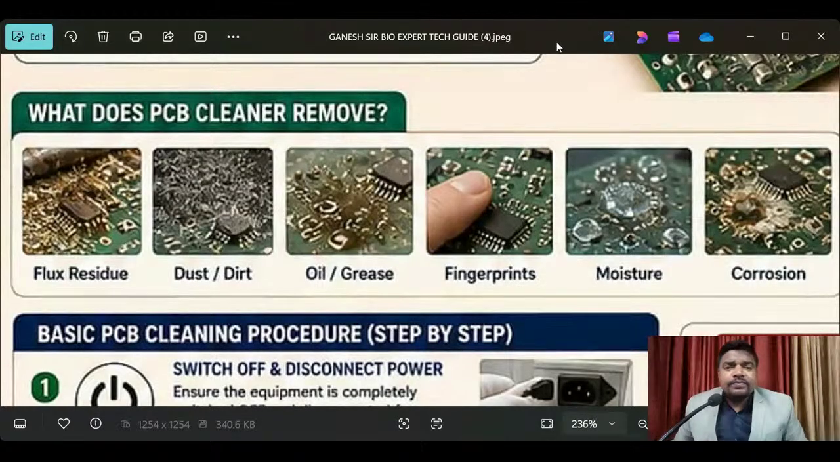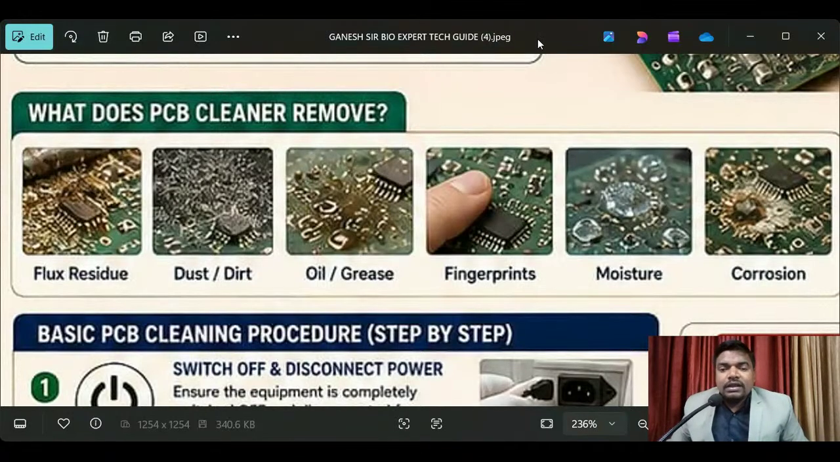See it clearly. Different situations. What does a PCB cleaner remove? What things are there? Dust, flux residue, dirt, oil or grease, fingerprints, moisture, and corrosion. For this purpose, a proper fan and proper filter are important. These components are required and greatly reduce the chances of issues. For example, if you get a complaint, then how to clean the PCB? These are the areas where these things form.